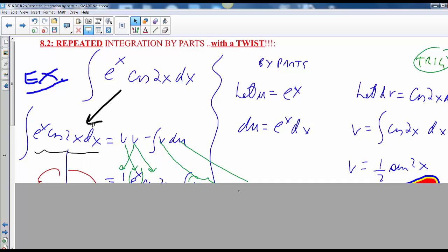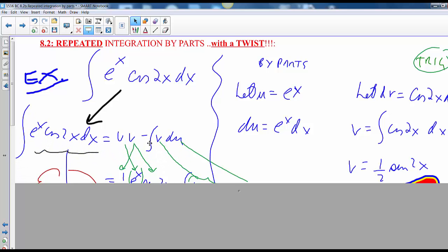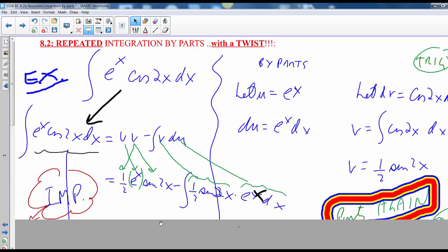Now, you must write this one down, and this time you really must write it down. So I have uv minus the integral of v du. So I put in my u, which is e to the x, my v, which is 1/2 sine 2x, minus the integral of my v, which is 1/2 sine 2x, times my du, which is e to the x.